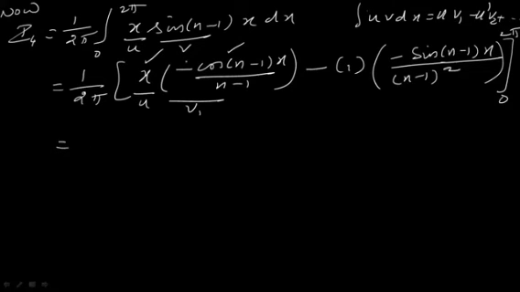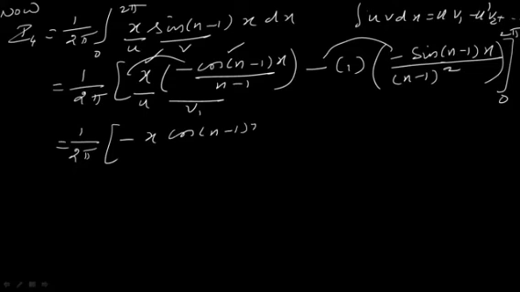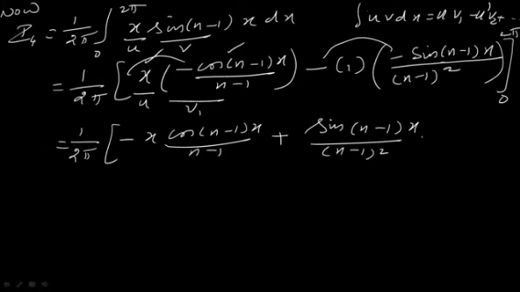Now let me simplify. You take this minus to the front and make these two minuses, that is minus into minus as positive. That is equal to 1 by 2 pi minus x cos n minus 1x divided by n minus 1 plus sin n minus 1x divided by n minus 1 the whole square with the limit from 0 to 2 pi. Let me now substitute the limits. So 1 by 2 pi, put a big parenthesis, inside that you have a sub parenthesis. Let me mark the portions of x now. So at these three portions we have x.